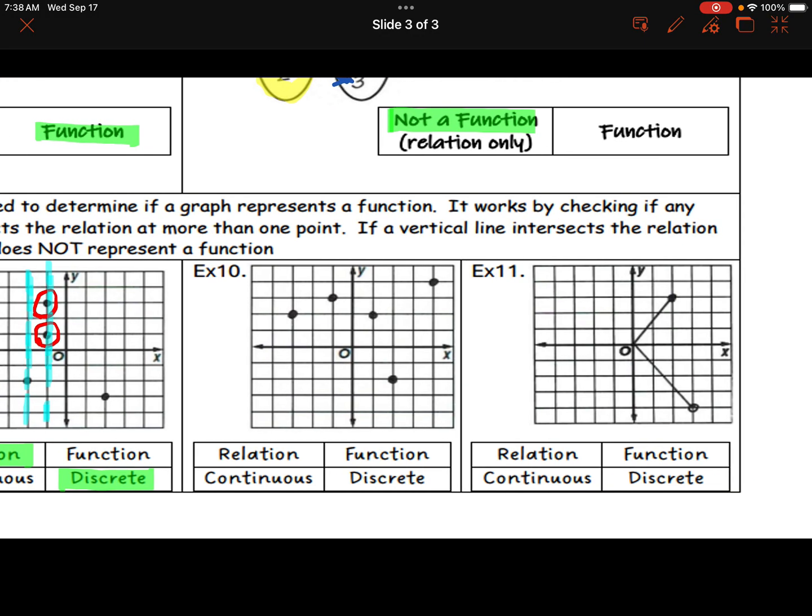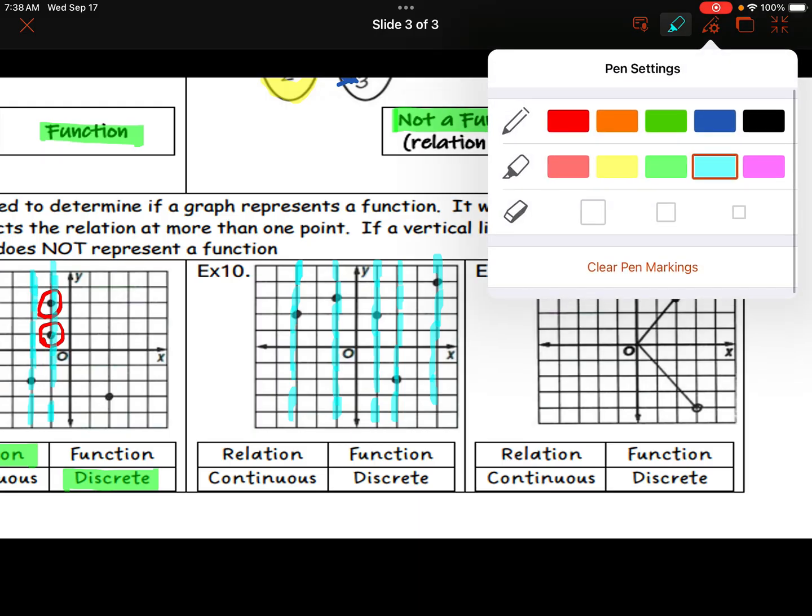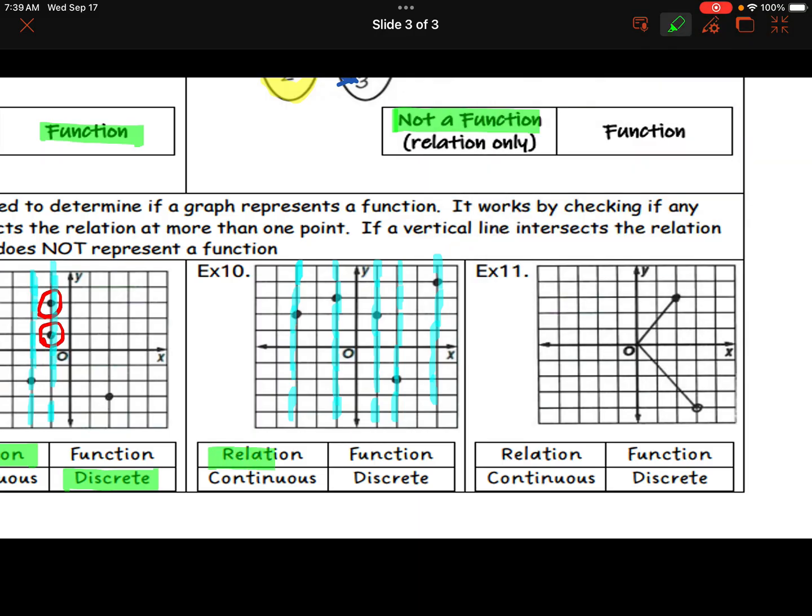All right, let's go to example 10. So again, I am going to sketch in my vertical lines. And each time I move my vertical line, it still is only intersecting my relation once. So this is not only a relation, it has passed the vertical line test, it is a function. And this graph is distinct data points, so it is discrete.